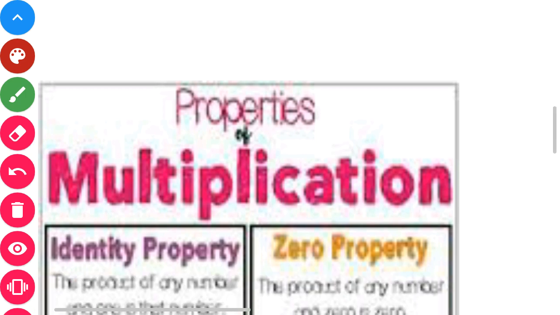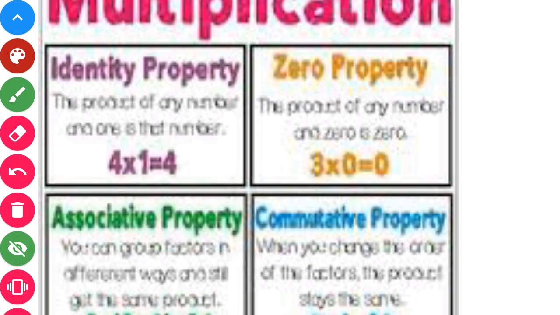Okay, now the properties of multiplication. The very first property of multiplication is the identity property. The identity property says that the product of a number by 1 is the number itself. Identity property is also known as the multiplicative property of 1. So, it means whenever we multiply any number with 1, we will get the number itself.